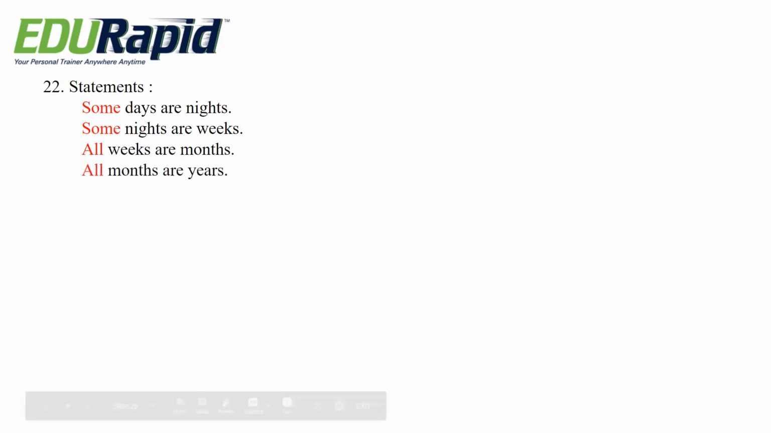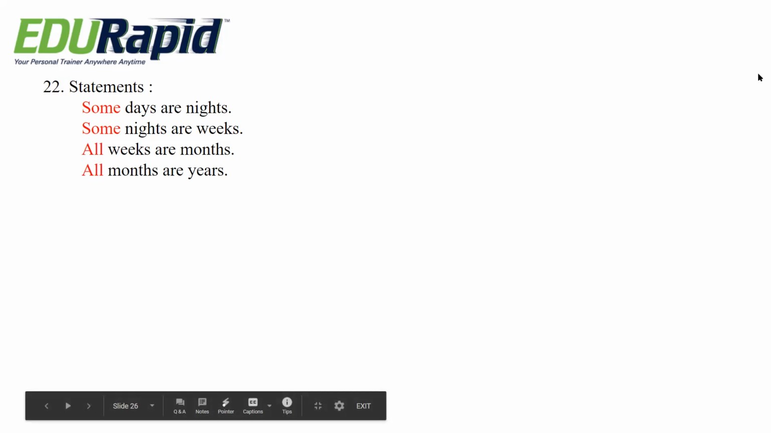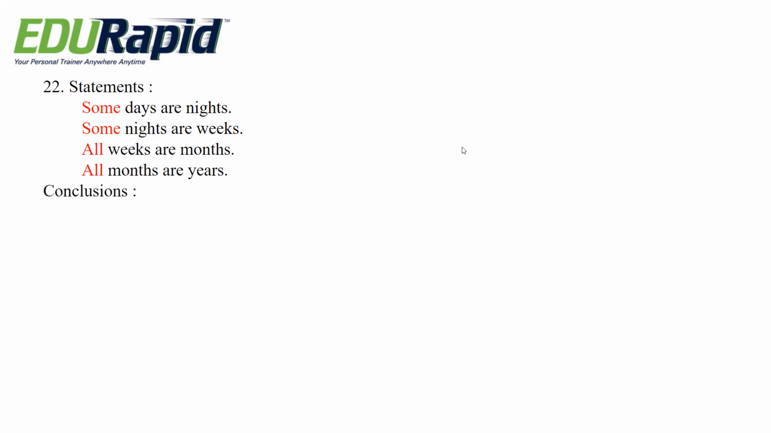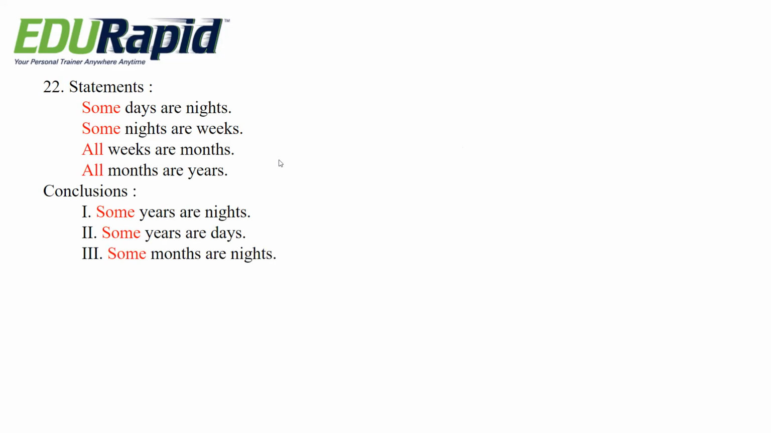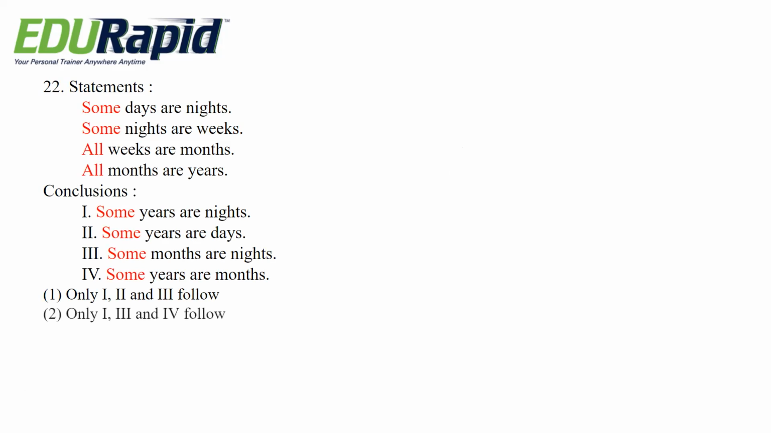Next question. Statements: Some days are nights. Some nights are weeks. All weeks are months. All months are years. Conclusions: some years are nights, some years are days, some months are nights, some years are months. Options: only 1, 2 and 3 follow; only 1, 3 and 4 follow; only 1, 2 and 4 follow; all follow; none of this.